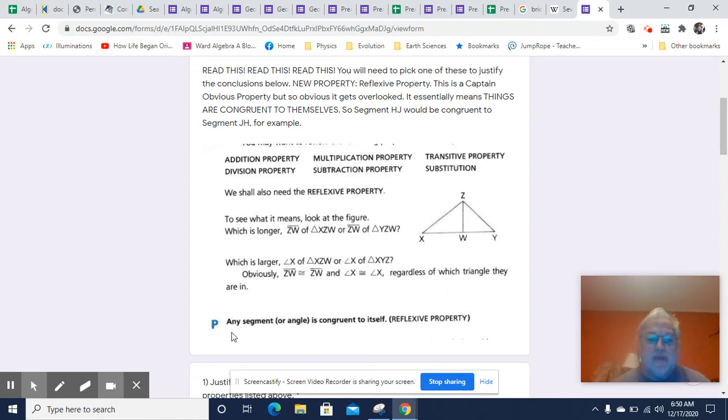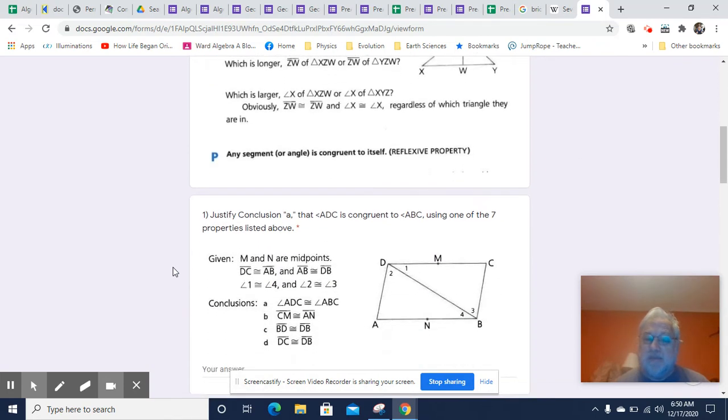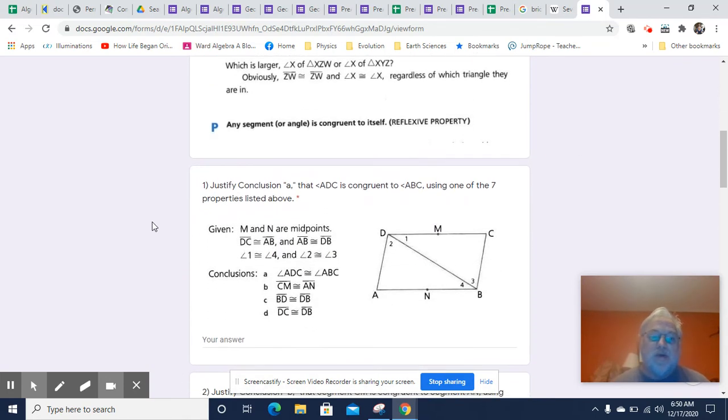So here's the formal thing. It's a postulate, which means it's a thing we can assume. Any segment or angle is congruent to itself. Things are themselves, but sometimes they get named in backwards ways. So for number one, we need to justify conclusion A that angle ADC is congruent to angle ABC. We had to pick from those 7 principles which one would allow us to prove it.